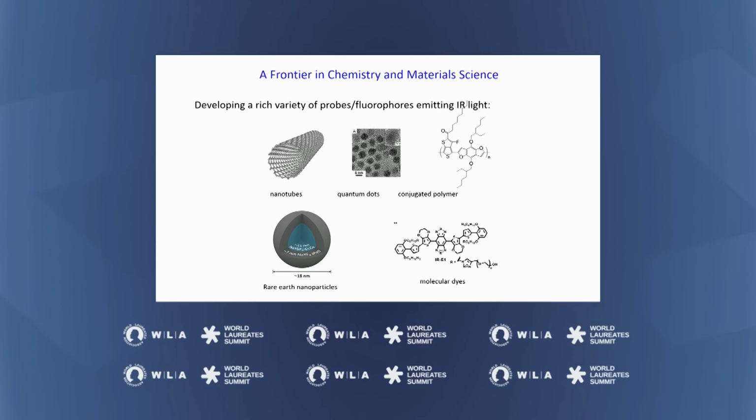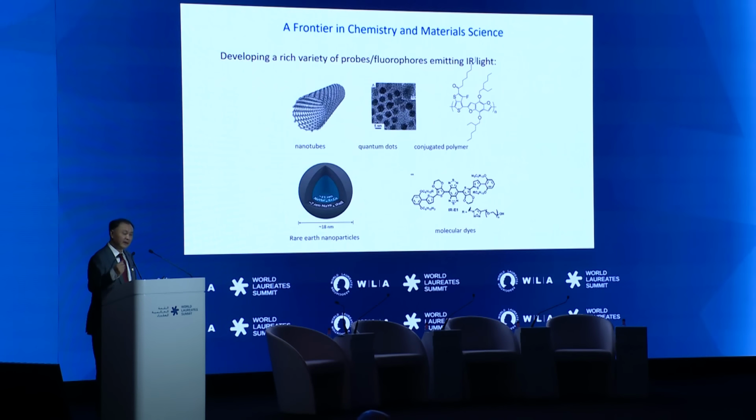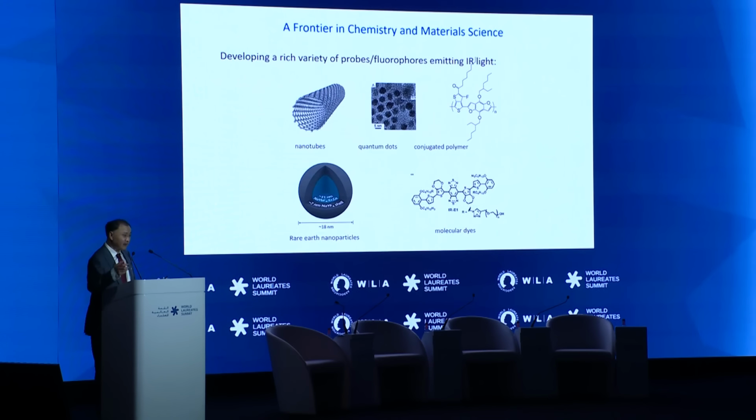So a frontier in this area has been combining chemistry and nanoscience to make fluorophores that emit in the infrared. There are many classes of emitters like carbon nanotubes, quantum dots, and molecules. There are many people working in this field trying to get emitters in the infrared.